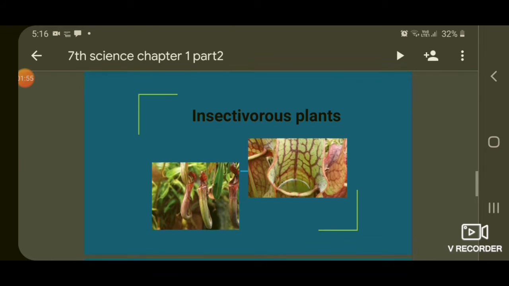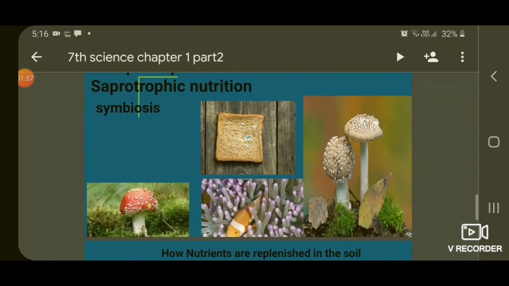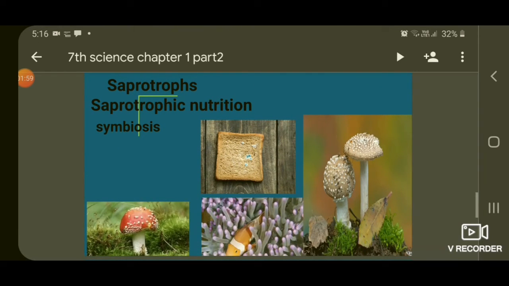Next is, yes, children, this is very important. Saprotrophs. Saprotrophic nutrition. Symbiosis. The words are new to you, I think. Saprotrophs. Saprotrophic nutrition. Symbiosis. Okay, children? These are new words to you. I will give the explanation for this.